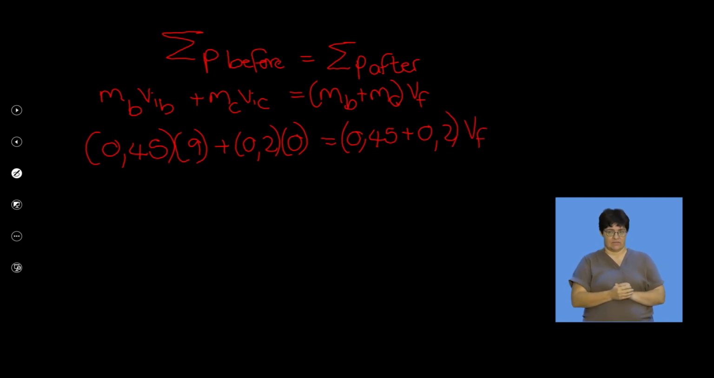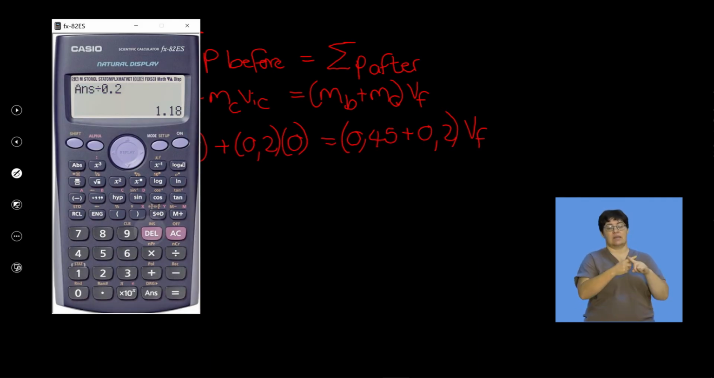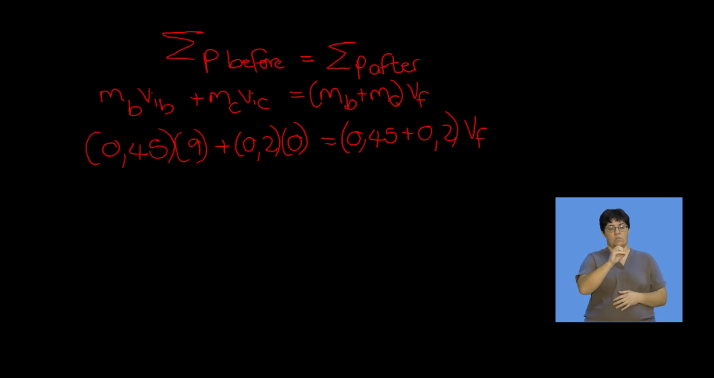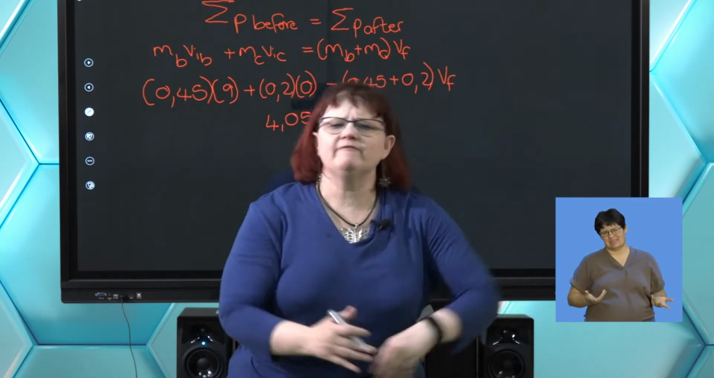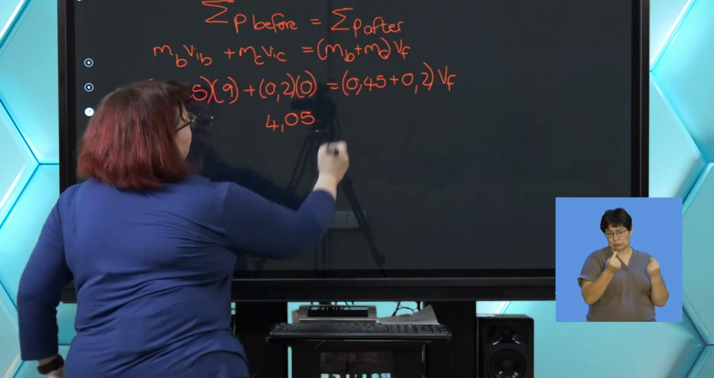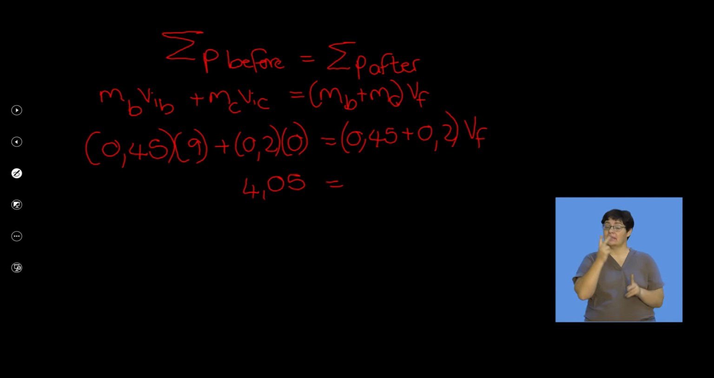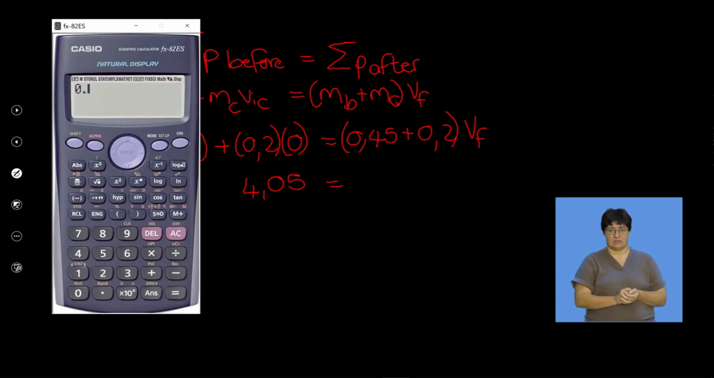Now we need to solve for vf. Now it's a maths problem. So let's do the first part, which is 0.45 times 9. I can't do that in my head. So 0.45 times 9 gives me 4.05. I'm not going to worry about the 0.2 times 0 because I know it's 0. If you need to put everything in your calculator, please do. Then I'm going to add the two masses together. So 0.45 plus 0.2 gives me 0.65.